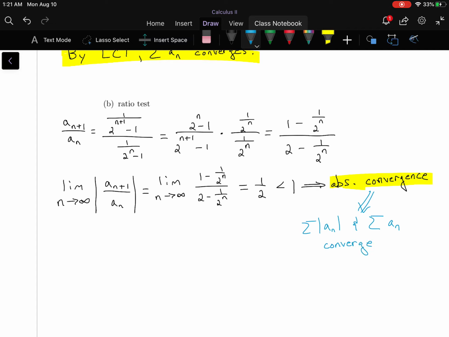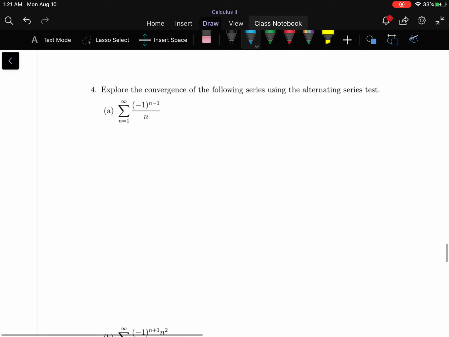So absolute convergence implies that, and the ratio and root tests are strong enough that if you find convergence, you find absolute convergence, which we did here. Let's move on to the next problem, which is number 4. This one says, explore the convergence of the following series using the alternating series test.